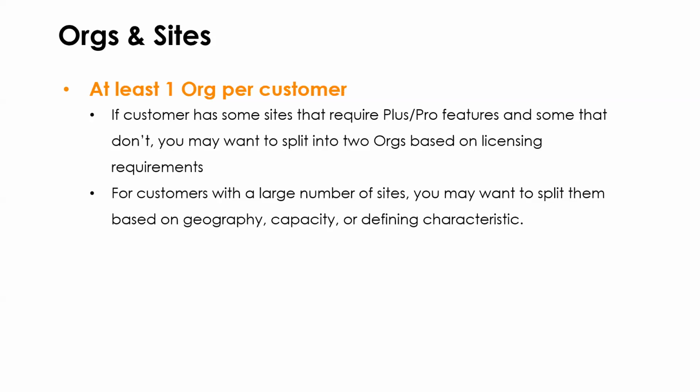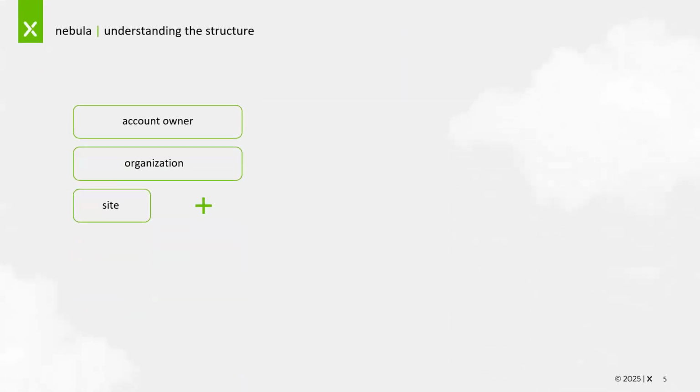So in those types of situations, you can create multiple orgs for the same customer, and only those organizations that need Pro Pack or Plus Pack, you put those sites under there, and all the other sites stay under the free version. So just trying to highlight and explain how this is working for you to help visualize it.